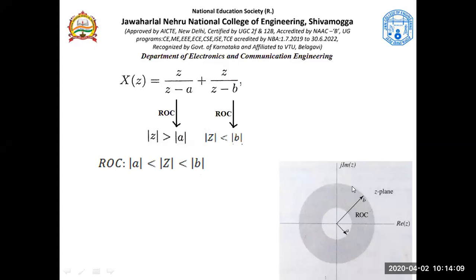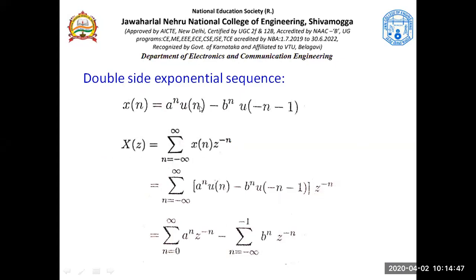You need to draw another circle with radius b, and another ROC is saying that the ROC is less than b. So ROC is less than b and greater than a. So what's happening here? You are forming an ROC which looks like a ring. If you take this separately, it's outside the circle. If you take this separately, it's inside the circle. If you combine them, it's a ring which says that it's greater than a as well as less than b. So this is how the ROC plot of positive time exponent of double-sided exponential sequence is going to look like.